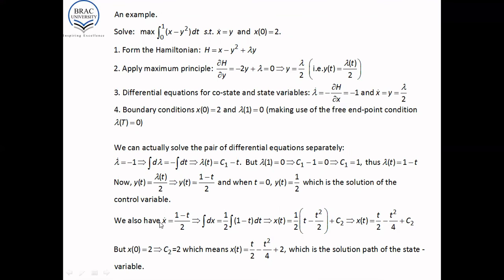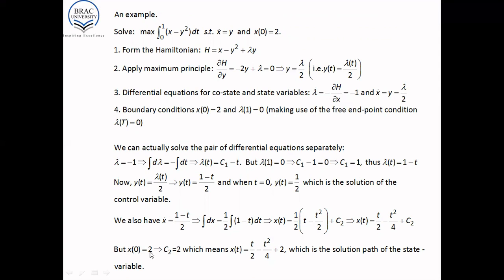We also have x dot is equal to (1 minus t) by 2. So again, you can integrate both sides. So when you integrate both sides, on the left-hand side, you have dx by dt, right? You have dx is equal to (1 minus t) by 2 dt. Then you integrate, you have integral of dx is equal to half integral of (1 minus t) dt. So this means that x of t is equal to half into (t minus t squared by 2) plus c by 2. So x of t is equal to t by 2 minus t squared by 4 plus c2.